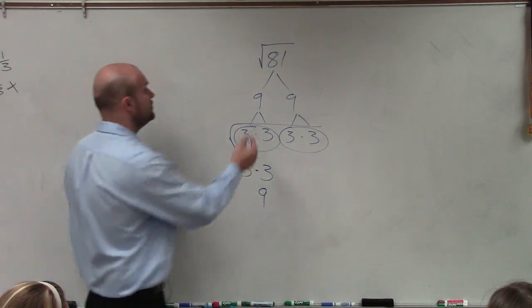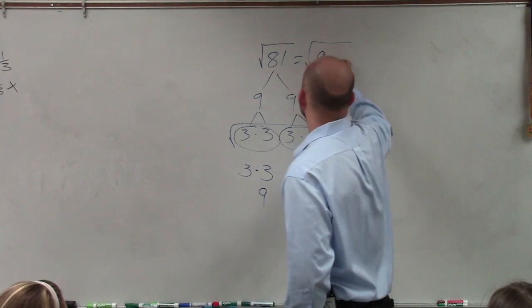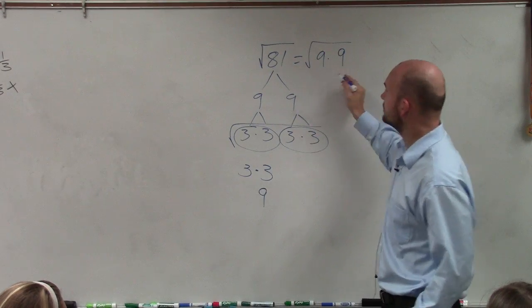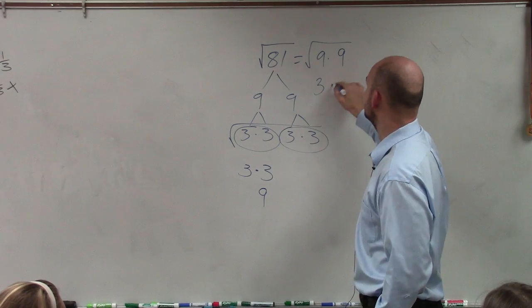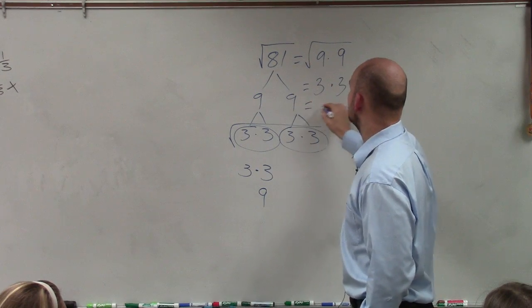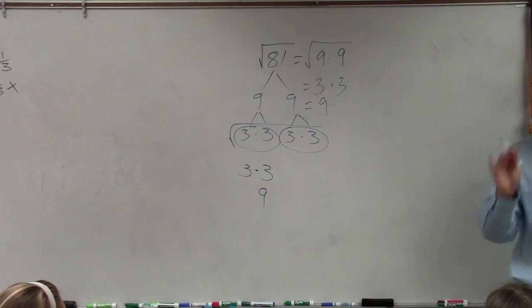Square root's very simple. You could also just rewrite this as the square root of 9 times 9, which we know the square root of 9 is 3, and the square root of 9 is 3. And that's, therefore, again, equals 9. Correct? So two different ways.